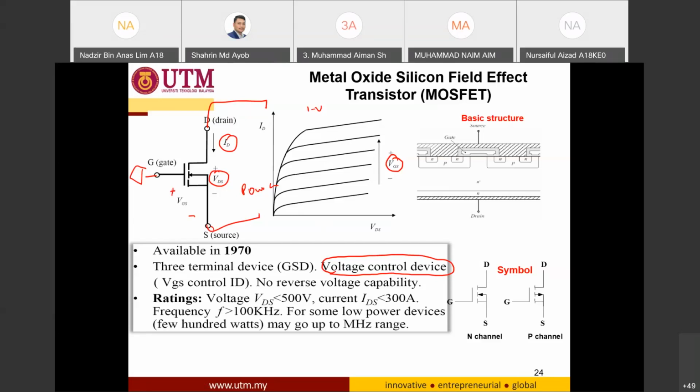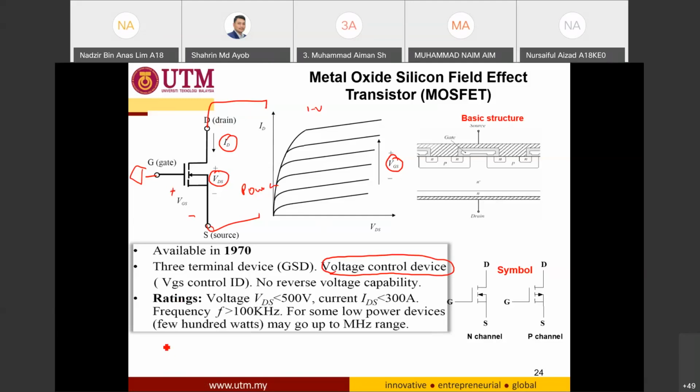But the advantage of this MOSFET is that the switching frequency is available at more than 100 kilohertz. It can be up to 100 megahertz. You can find in the market MOSFETs that can switch at very high frequency, for example 1 megahertz, 100 megahertz, and so on. So even though it cannot be used in high power applications, the switching frequency is very high. That is the advantage of this MOSFET.